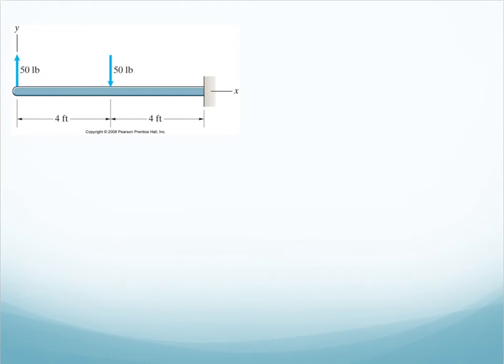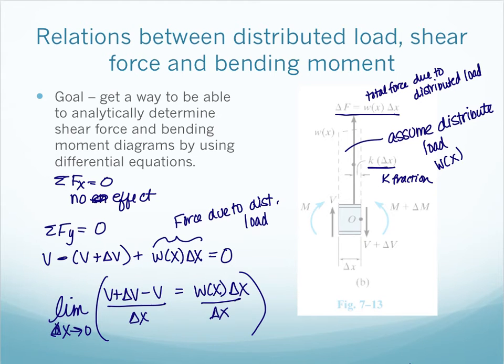Now, picking up where we left off in terms of the distributed loads, we were looking at a scenario where we had a portion of the beam and we imagined there was a distributed load acting on it that had some function W of x. The total force that would act on that little sliver of beam, which had a width of delta x, would be equal to W of x times delta x.